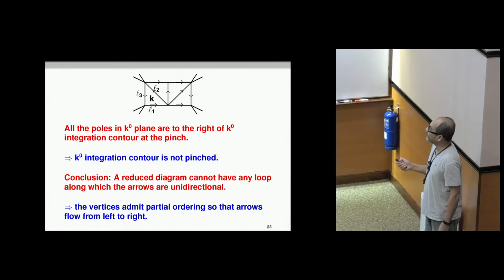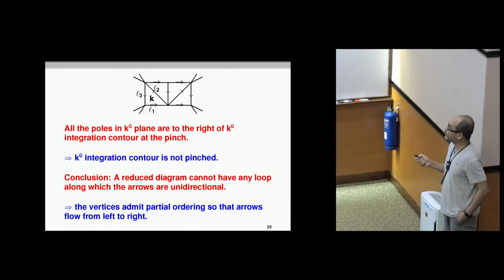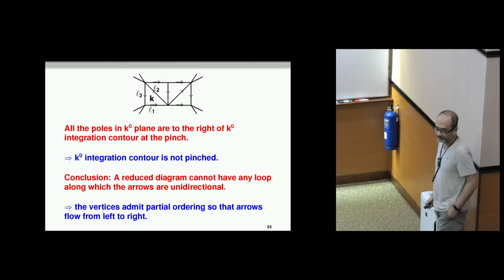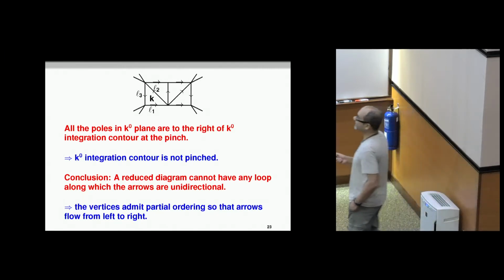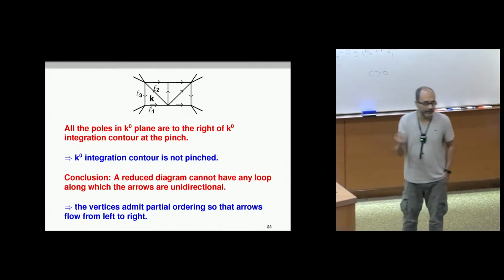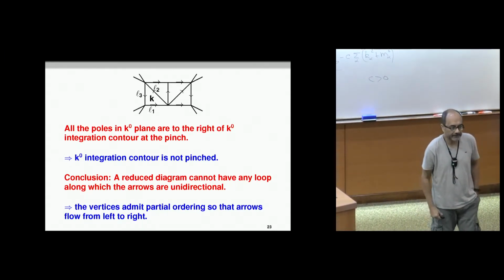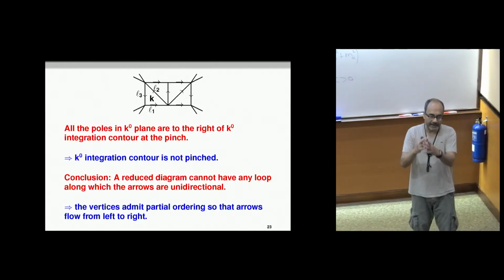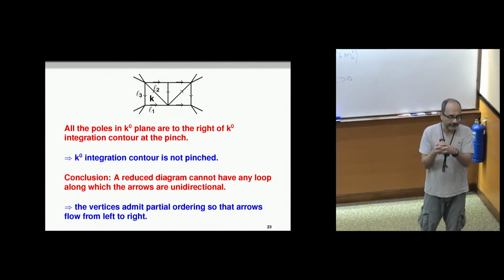But now we see that this means that if we have a closed loop, then for this loop momentum integration K, all the poles in the K0 plane are to the right of the K0 integration contour at the pinch, because these are all the poles. And this means that the K0 integration contour is not pinched. So you can deform the K0 integration contour away from these singularities and have a different reduced diagram where this loop has collapsed to a point.